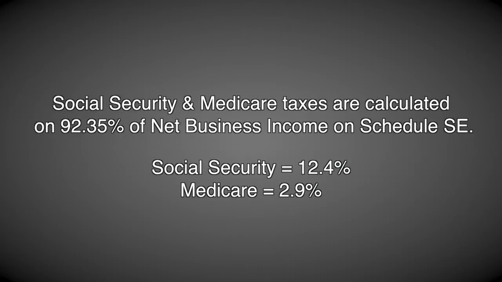Self-employment taxes are Social Security of 12.4% and Medicare of 2.9%, which are calculated based on 92.35% of the business net income from the Schedule C. This calculation is done on Schedule SE, which is attached to the Schedule C and submitted with the owner's individual Form 1040. Now let's take a look at the forms.